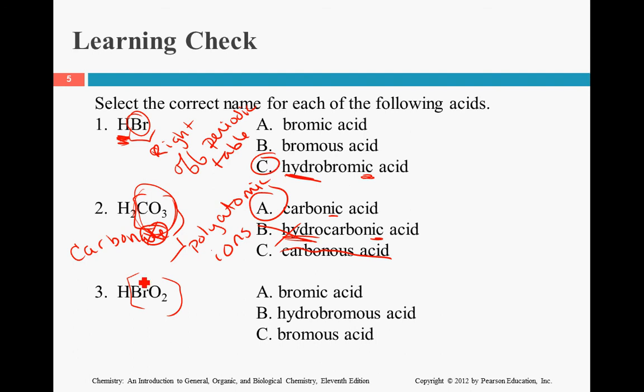And then finally we have BrO2. We look for that on our list of polyatomic ions. That's bromite. Notice it ends in ITE. This one ends in ATE. That means we're going to use OUS instead. Once again, hydrobromous would only be if there's a single element. Bromic is if it ended in ATE. OUS right there.